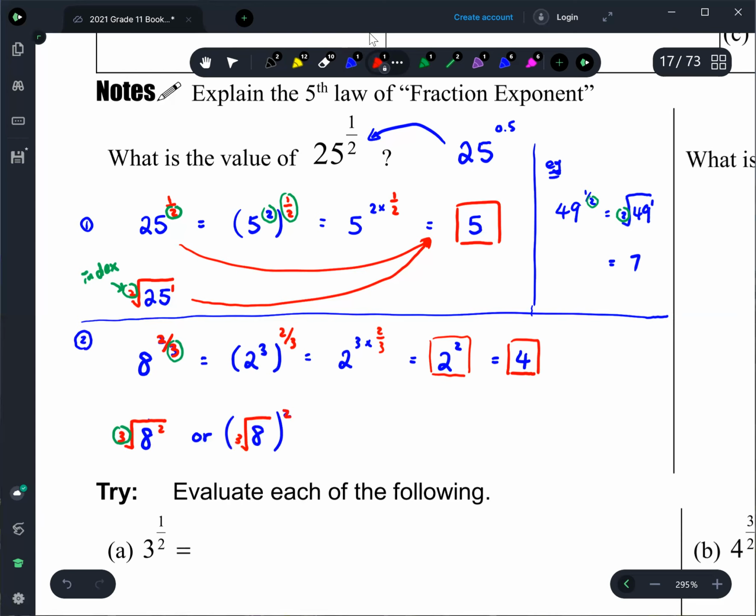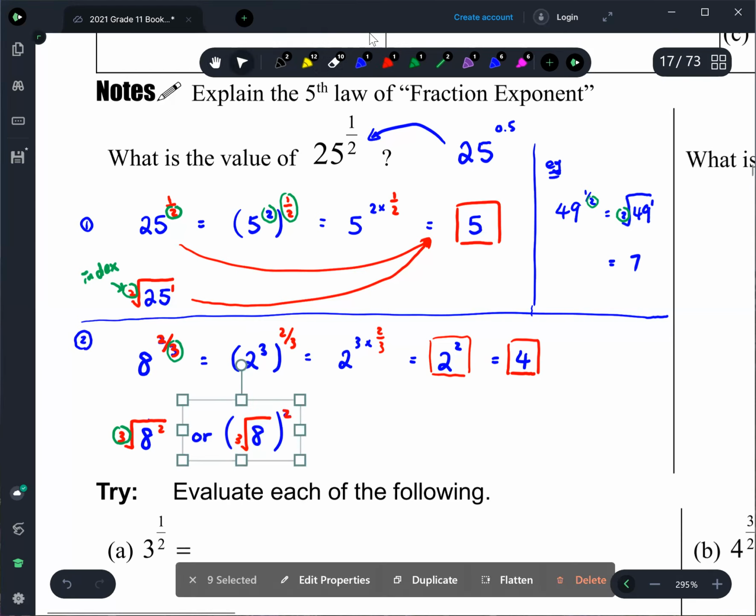The difference is the first one is you square the 8 first, 8 squared and then cube root. The second one is you cube root it and then square. Both ways should give you the same thing. So for example, I think we should give it more space. I'll pull this to the side.